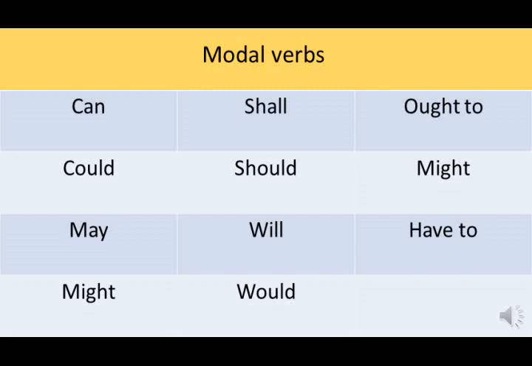So we will see some of the modal verbs: can, could, may, might, shall, should, will, would, ought to, have to. These are some of the modal verbs which we use. We will see each of them, which modality or mood they are used for.